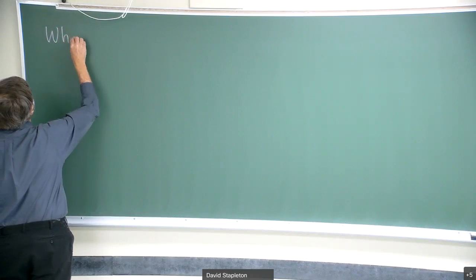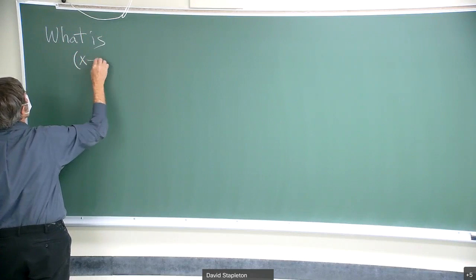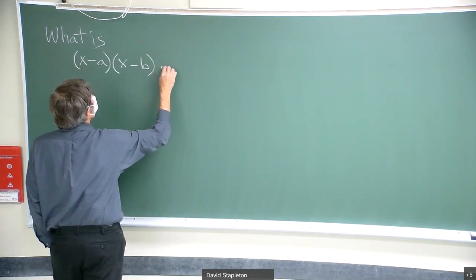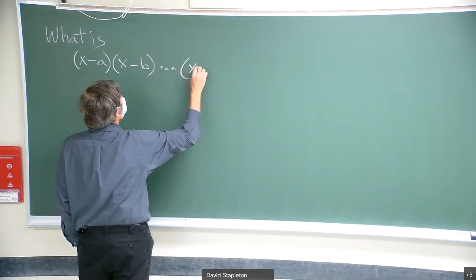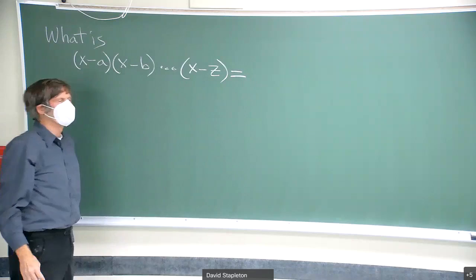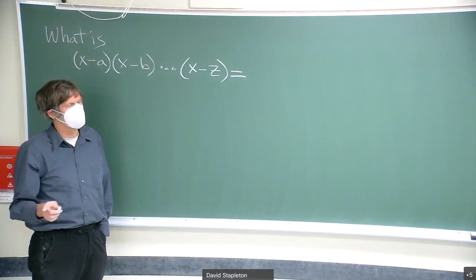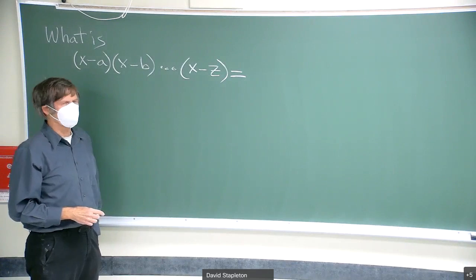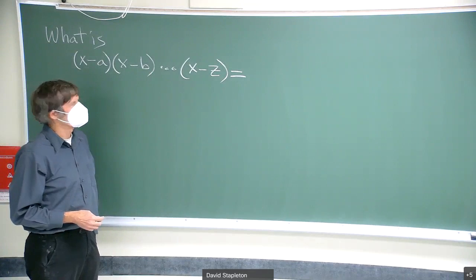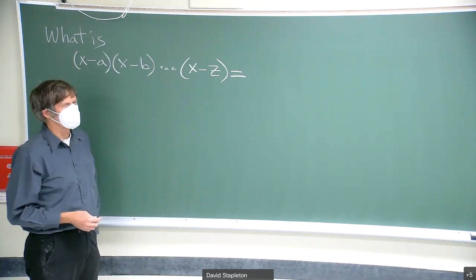What is this product? X minus A, X minus B, X minus C, all the way down to X minus Z. All right. What does that come out to? This shows how learning too much sometimes makes you stupider. You guys all knew this before you took all this advanced math. Anybody know this one still? Still have a brain? It's really easy.